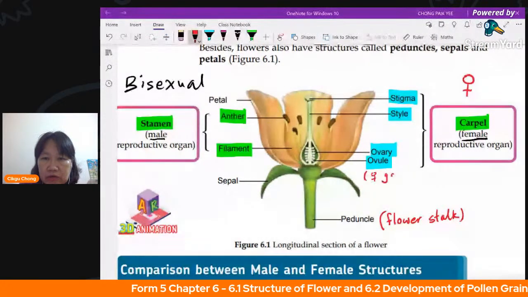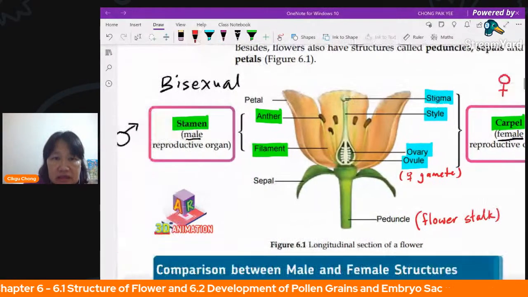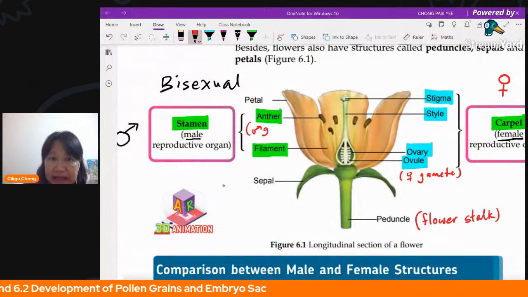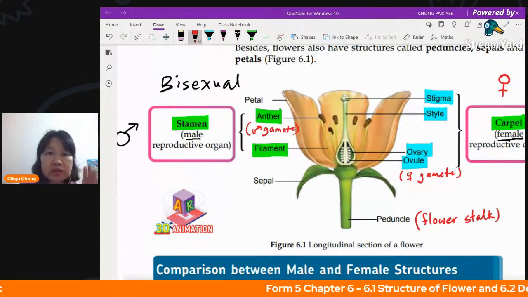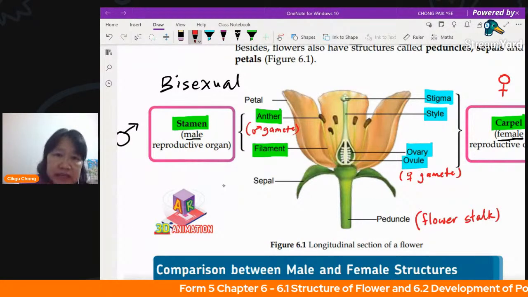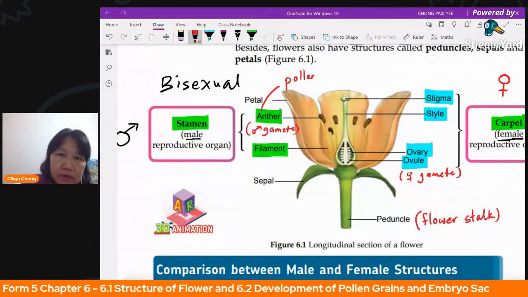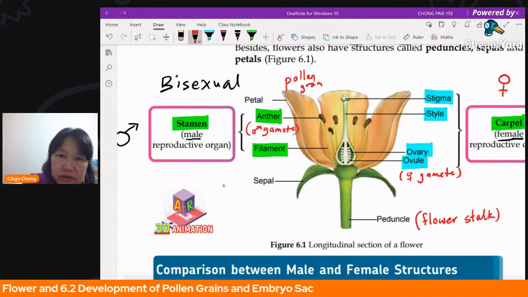The ovule contains the female gamete, and the anther contains the male gamete. I'm not saying that it is the gamete; the gamete is inside it, which I will show you later. The male gamete is actually the pollen grain. So inside the anther, you will have pollen grain.